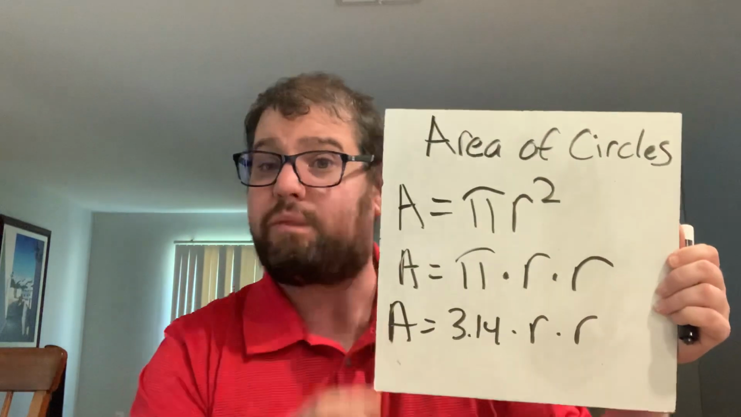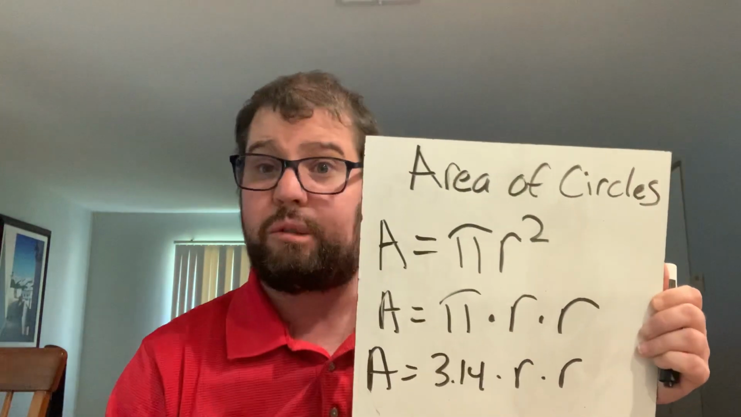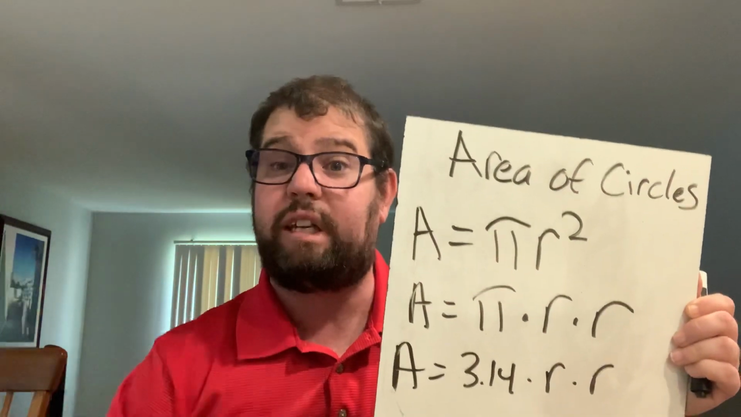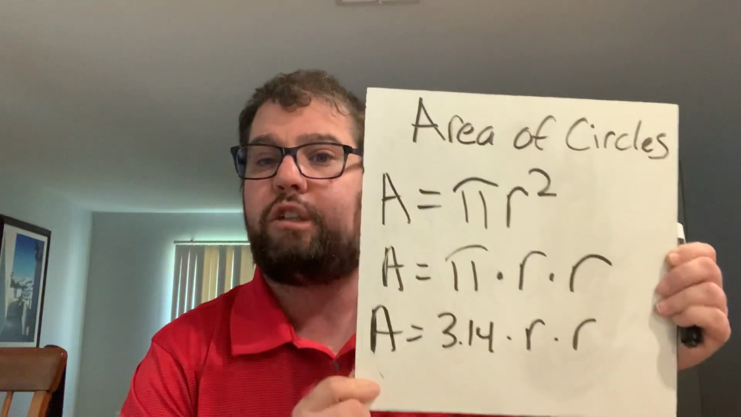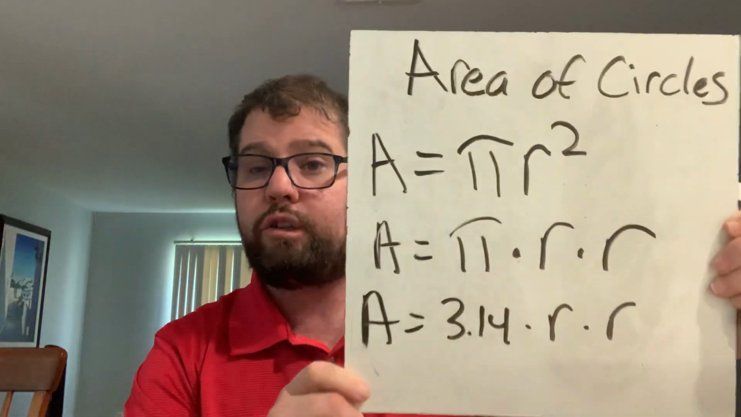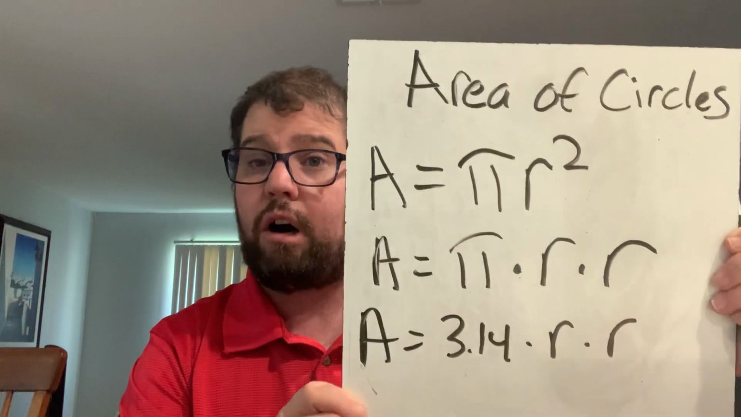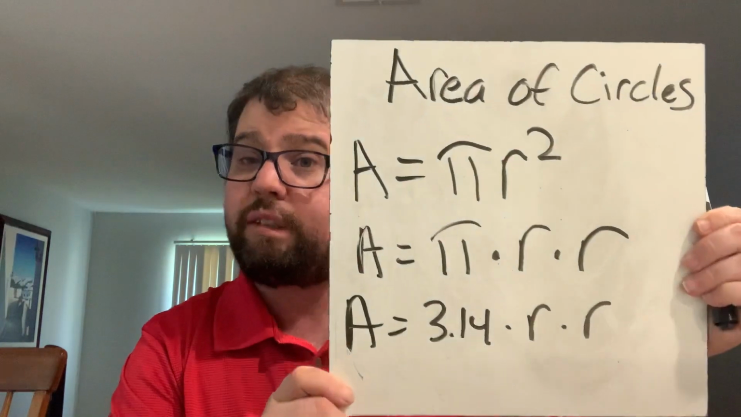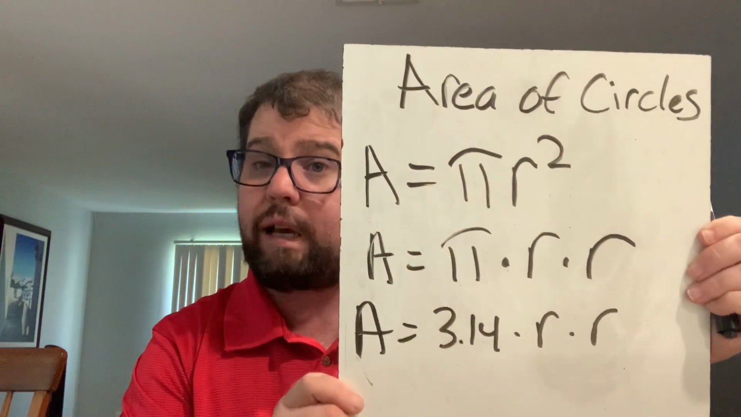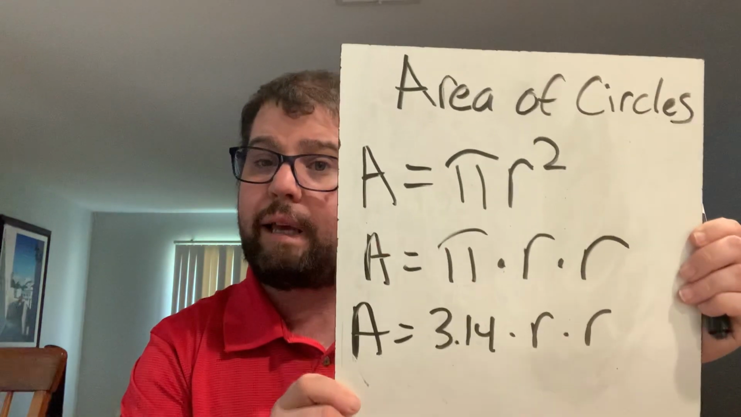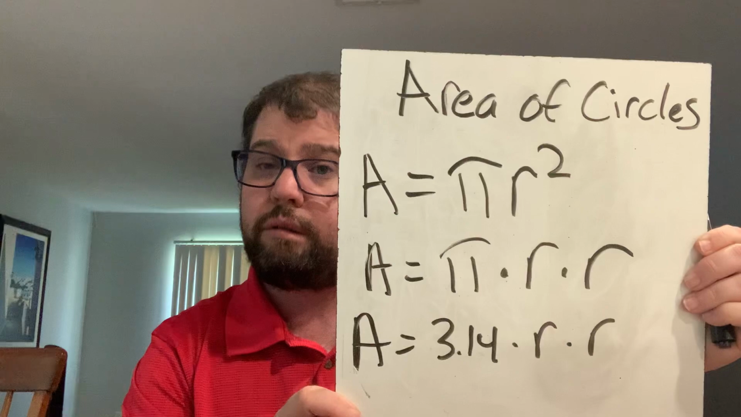That hasn't changed from Tuesday. It hasn't changed to today. It's Thursday you're watching this. It won't change in a week or a year. Pi we're always going to use as 3.14. So this is the formula you have to use: pi r squared, which is the same as pi times r times r, which is the same as 3.14 times r times r.